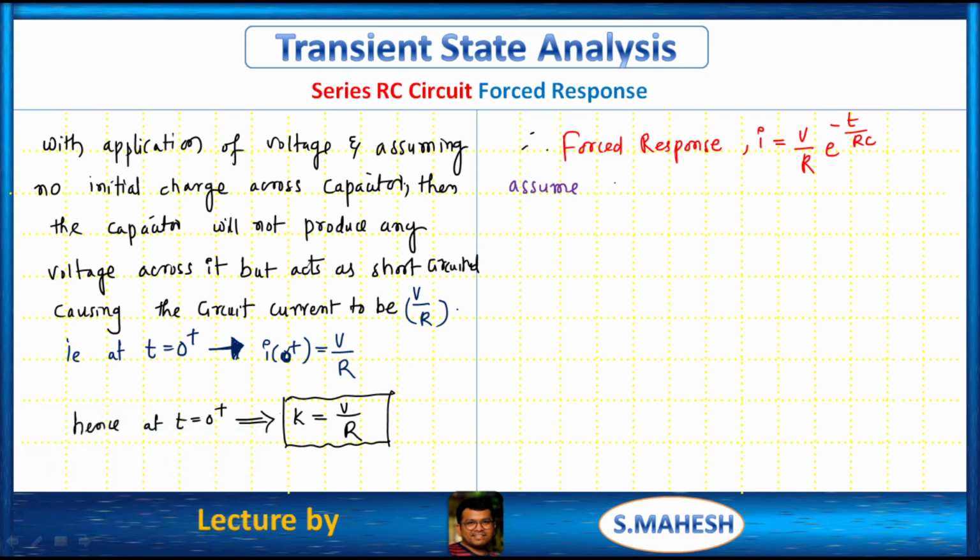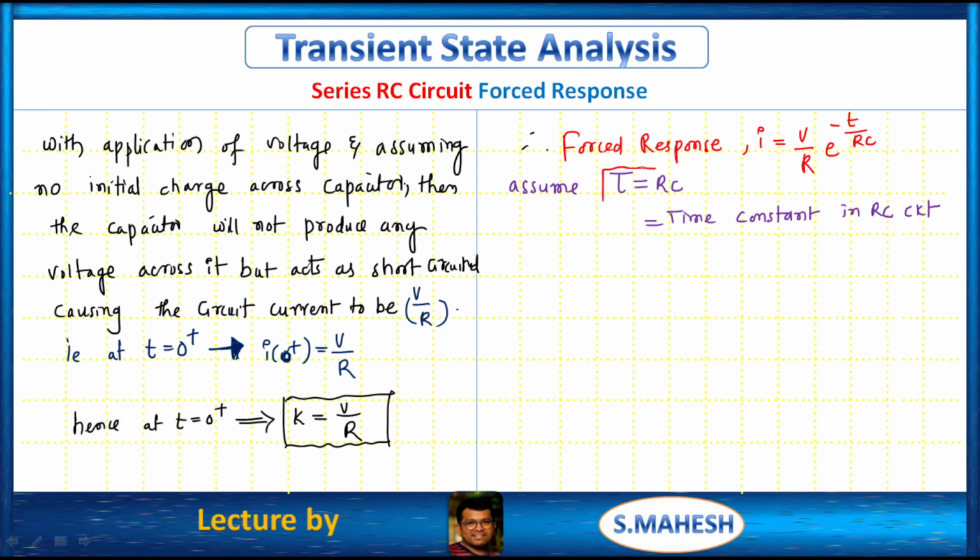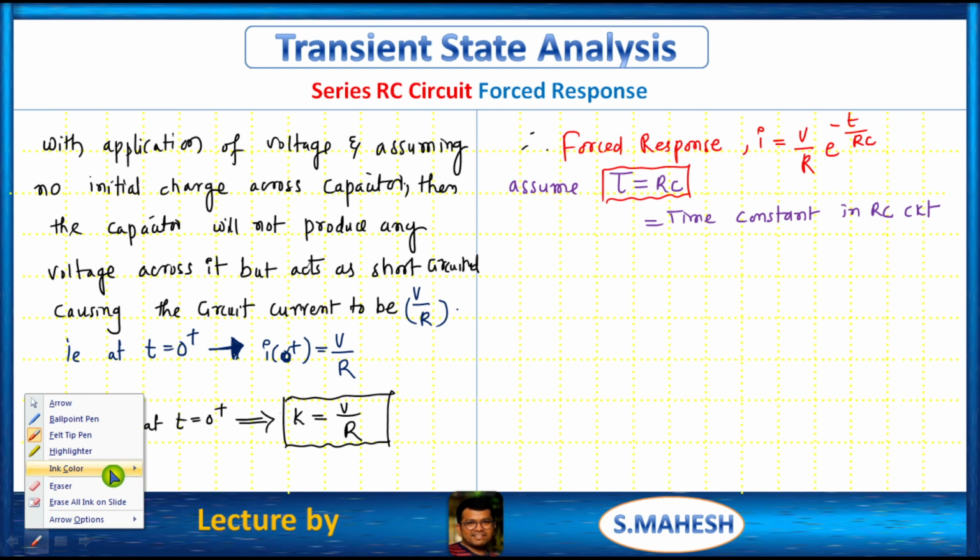Assume tau is equal to RC, which is the time constant in an RC circuit. Tau is equal to RC. In case of an RL circuit, it is L by R, right? In this case, tau is equal to RC.